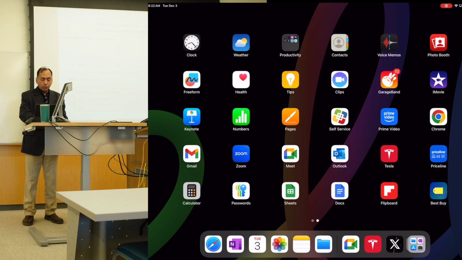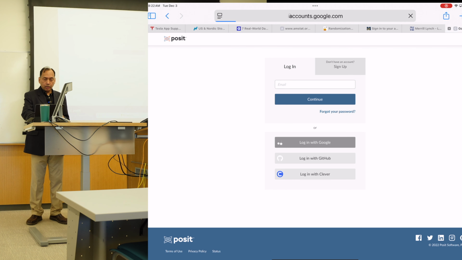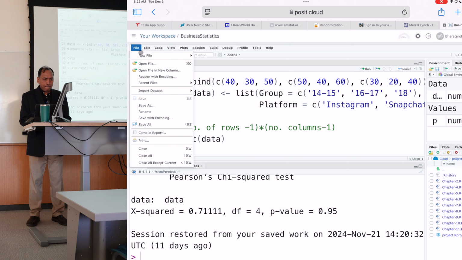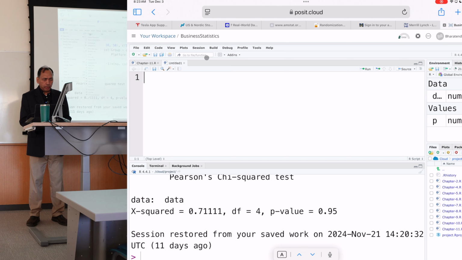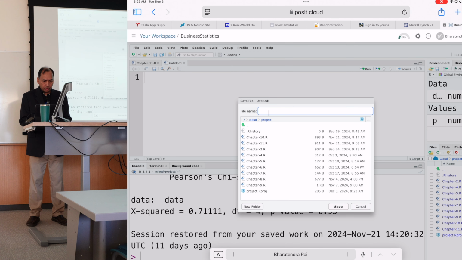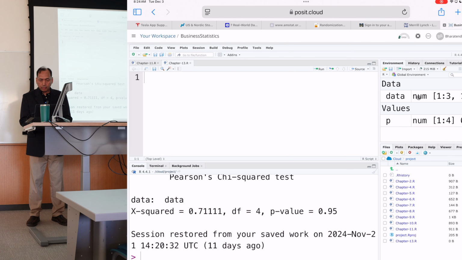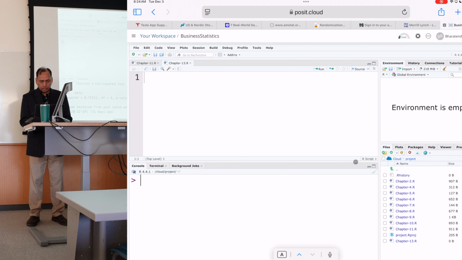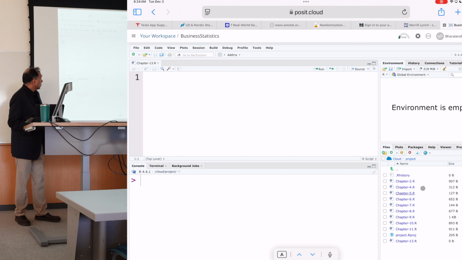Okay, so I will go to Posit Cloud and log in using my Google account. We'll open a new file, first one, and save that as chapter 13. Once I have that, I'm going to clean everything up, close the previous chapter. All our class files are here.